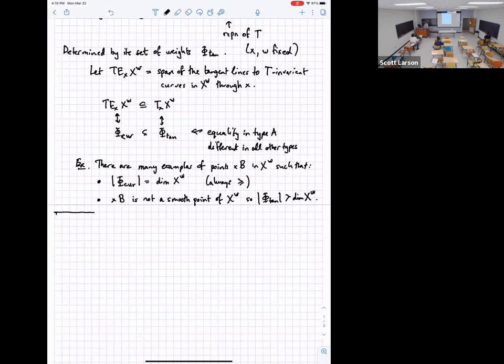Now, the thing I want to keep in mind for the remainder of the talk is that the curve set, or the curve roots, is relatively easy to describe.